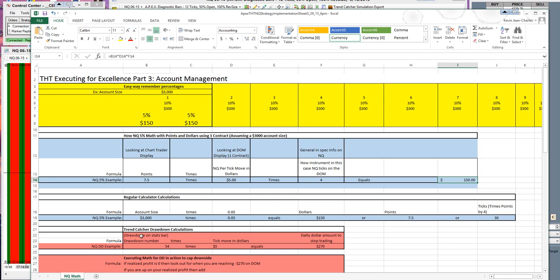Next, I'm going to show you the standard formula on a calculator. So if you have a calculator, it's 3,000 times 0.05 equals 150. That 150 represented in points is 7.5. That 150 represented in ticks is 30.